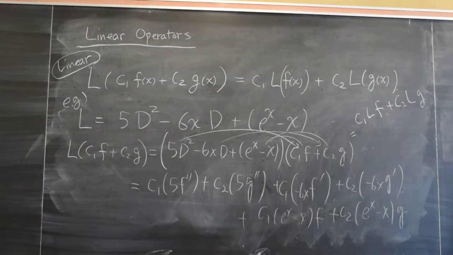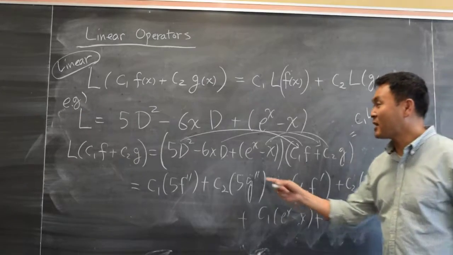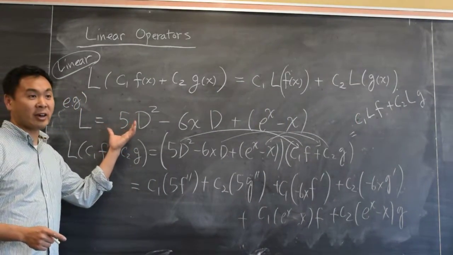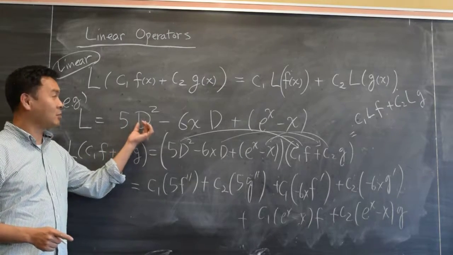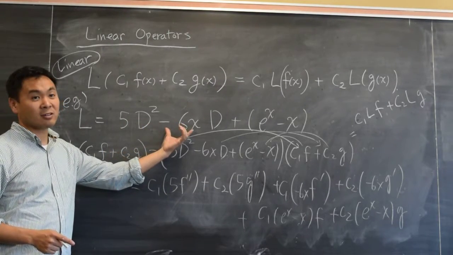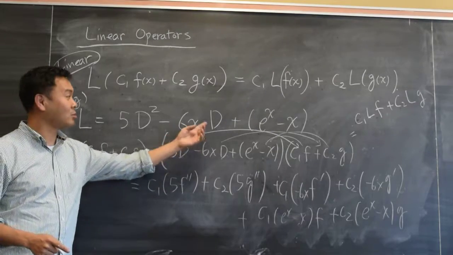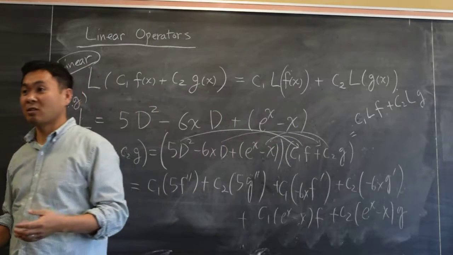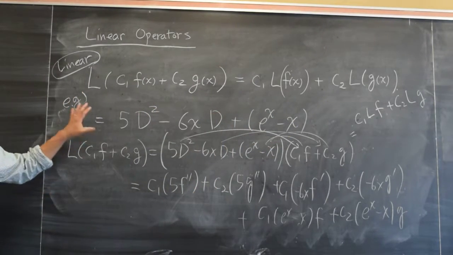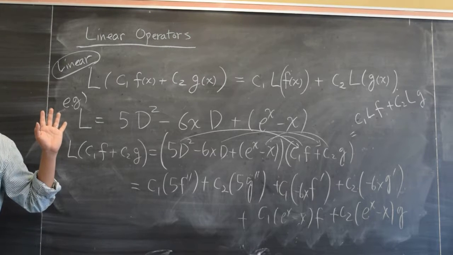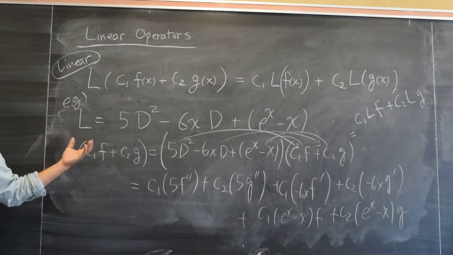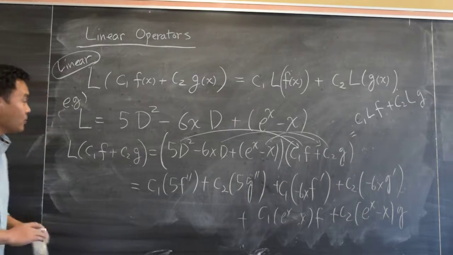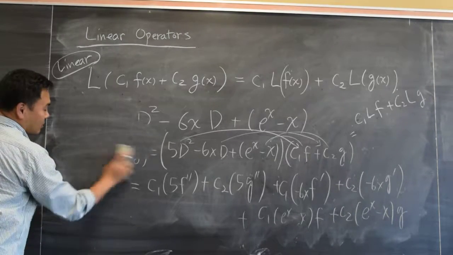So that's an example, and in fact anything that looks like the following, some function of x or a constant times D squared, some function of x or a constant times D, plus another constant or a function of x, will be considered a linear one. You could also have higher order linear operators, with third order, D cubed, D to the fourth, all of these you could have. All right, so that's what linear is.